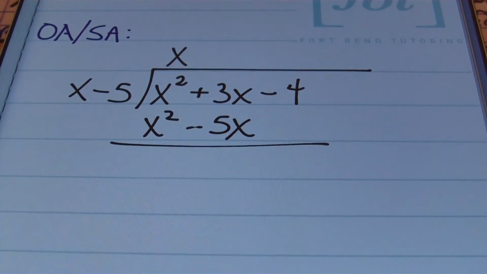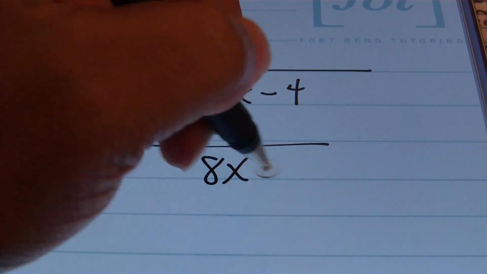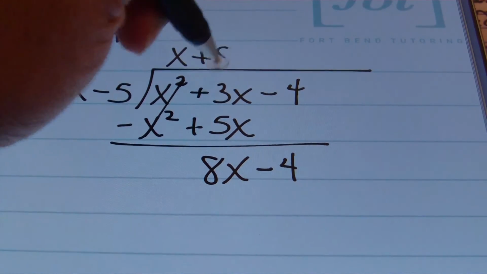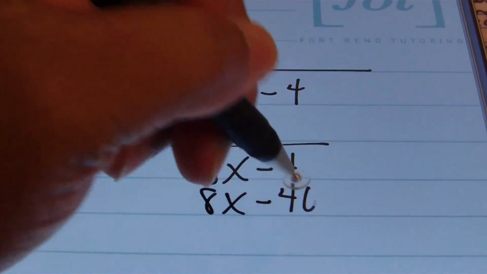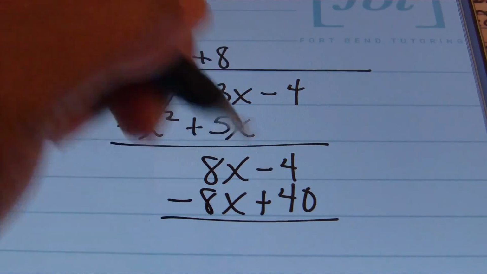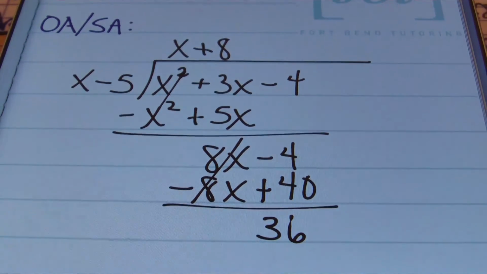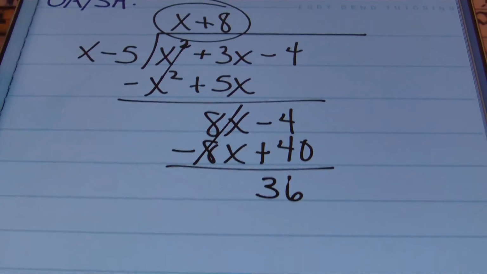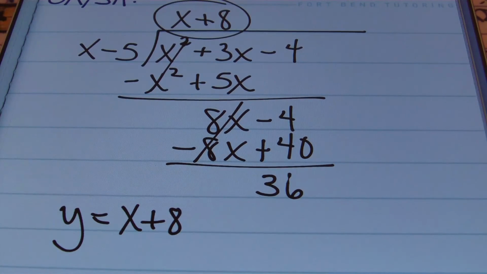Changing the signs on this here, the x squared becomes negative, 5x becomes positive. My x squareds will cancel out. I'll combine 3x and 5x to get 8x minus 4. We need to multiply x times 8 in order to get 8x. So multiplying that out, 8 times x is 8x, and 8 times negative 5 gives me negative 40. Then I need to change the signs. All right, my 8x's cancel out. I'll be bringing down a positive 36 as my remainder, which will be ignored. I need this, the x plus 8. That means that my slant asymptote is going to be y equals x plus 8, ladies and gentlemen.